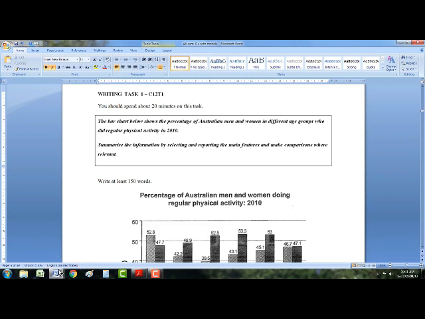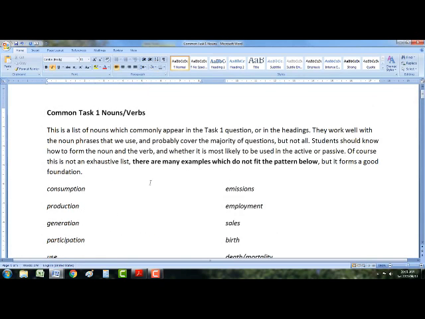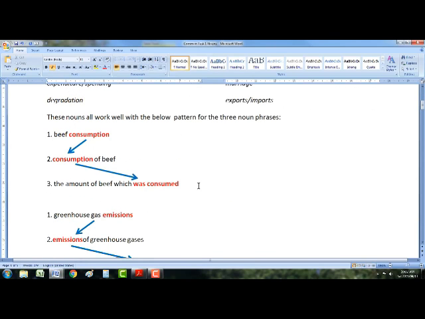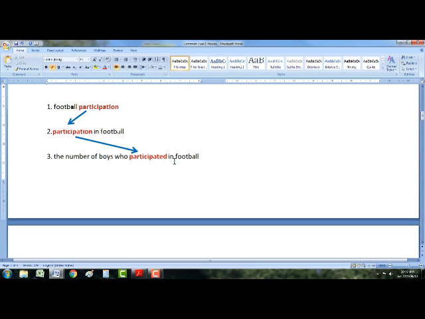Let's start with some revision. If you remember this document, I said these are just the nouns that work very well with this noun phrase 1, 2, and 3 system. Consumption, consumption: noun phrase 1, noun phrase 2, noun phrase 3. If you don't know what this is, then you need to go back to the beginning and start with my videos at number 1. So let's look at noun phrase 4 then.